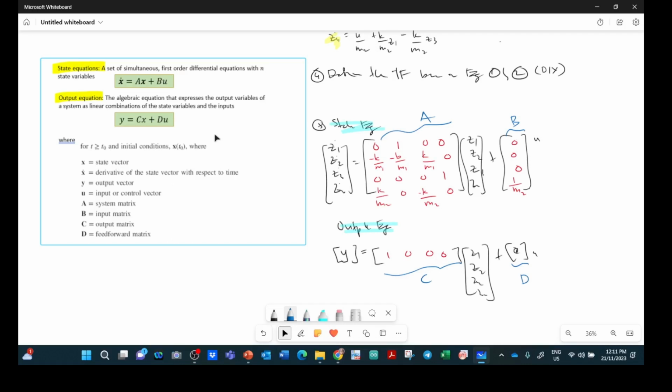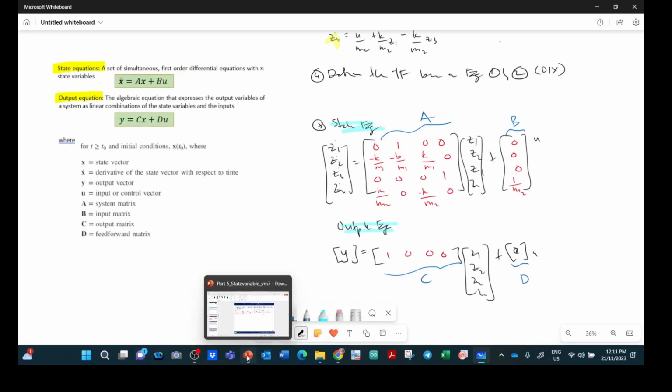Okay, and then B will be the input matrix. So you can directly see that Z4 dot, where you define the x2, is directly affected by the input. And then the output is only represented by Z1, which is X.